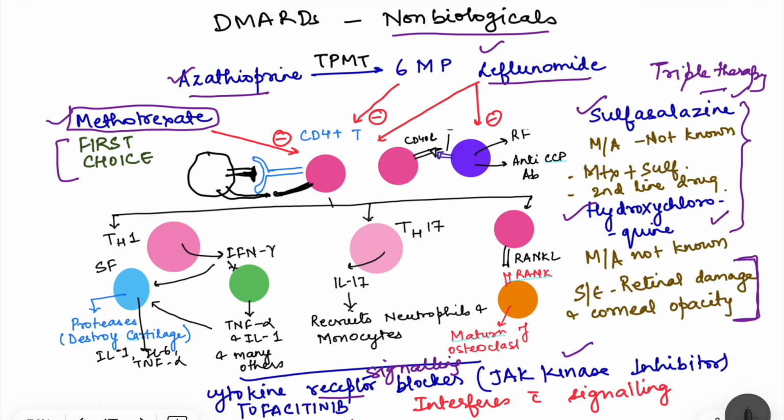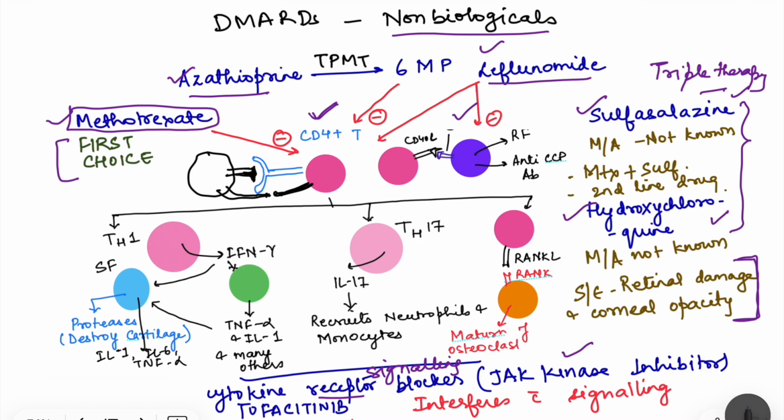hydroxychloroquine therapy. So in summary, these non-biologicals: methotrexate, azathioprine, leflunomide interfere with DNA synthesis and they are interfering with the proliferation of our T cells and also B cells, right? Then moving on to the second, that is the JAK kinase inhibitors.